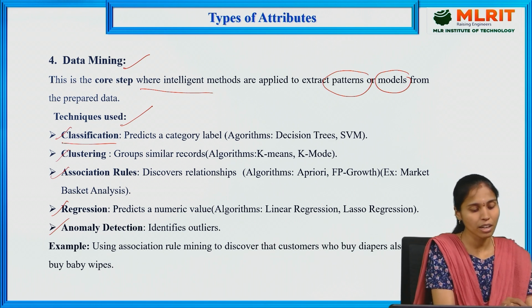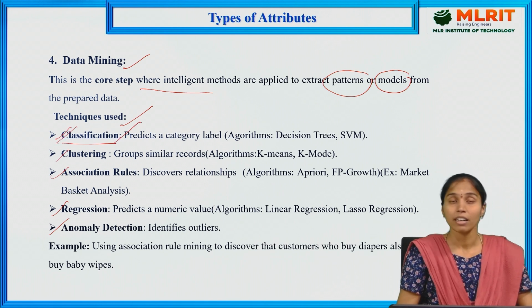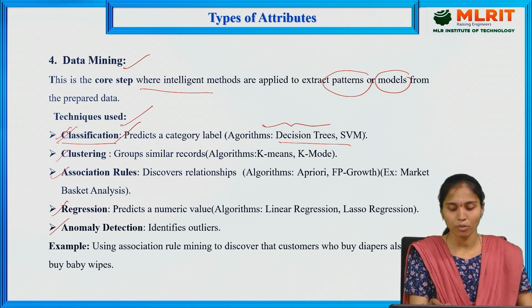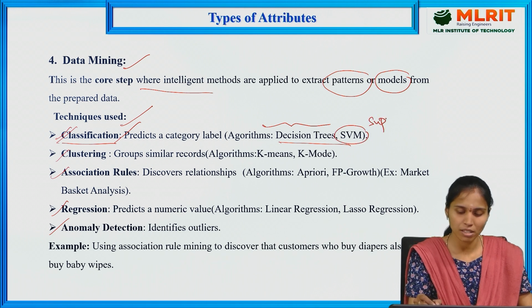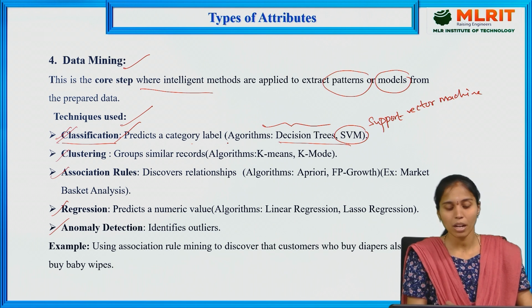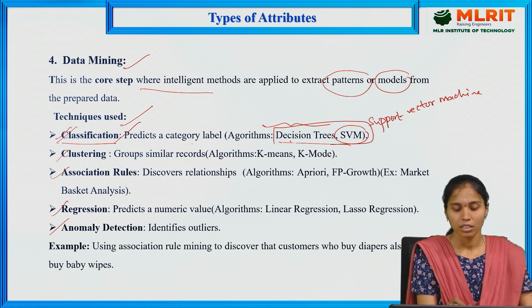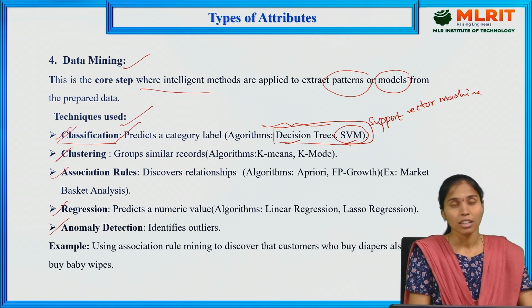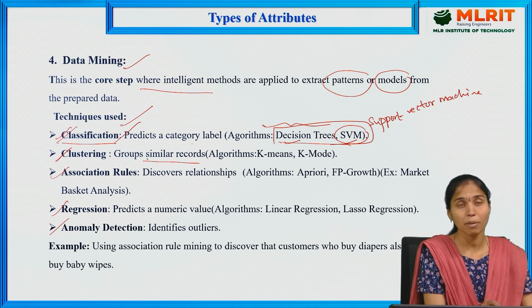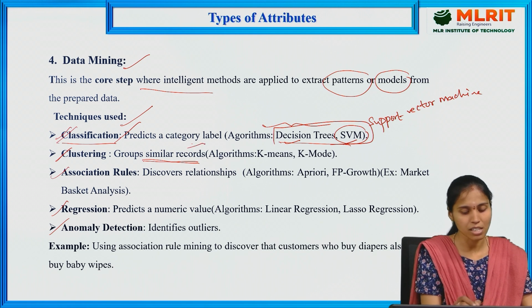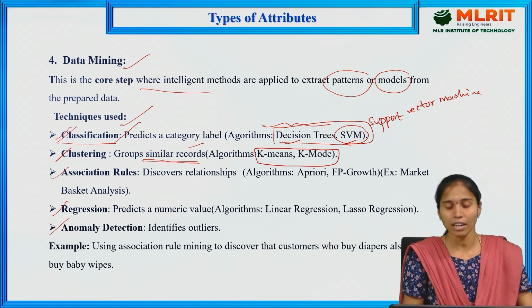What is the meaning of classification? Classification predicts a categorical label by using algorithms such as decision trees and support vector machine, SVM. The next one is clustering. Clustering groups similar records, similar types of objects, by using algorithms like k-means and k-mode.